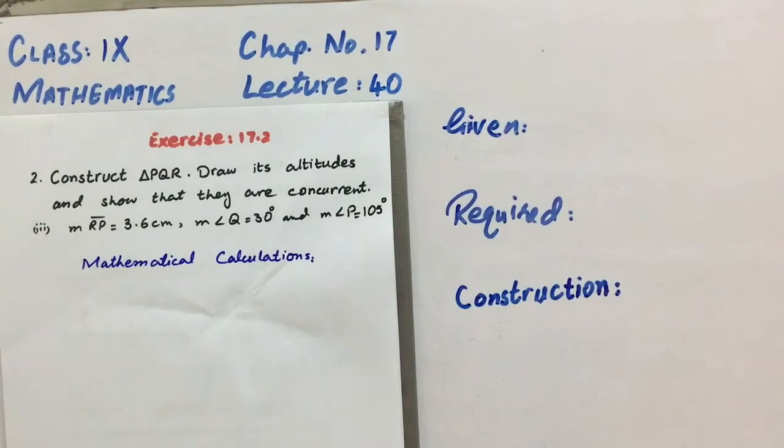We have to construct triangle PQR and draw its altitudes and show that they are congruent. Here side PR is given, which is 3.6 centimeters long. Angle Q is 30 degrees, and angle P is 105 degrees. In this question two angles are given, but the length of their included side is not given.